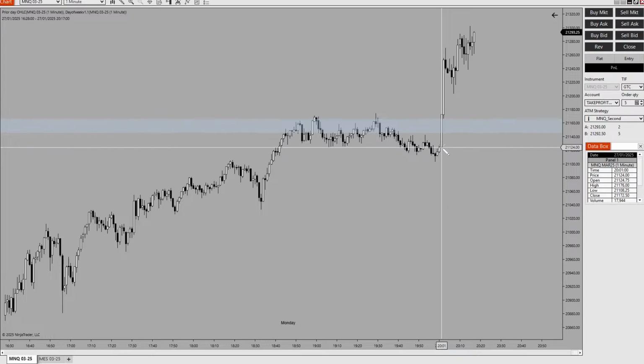801. This is the candle which begins the regular trading hour.